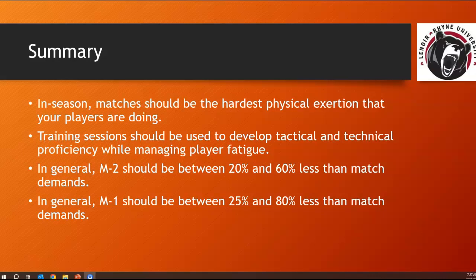All right. So this should provide some context about how to structure match minus 1 and match minus 2 training sessions so that we're developing tactical and technical proficiency and reducing the training volume to manage player fatigue.